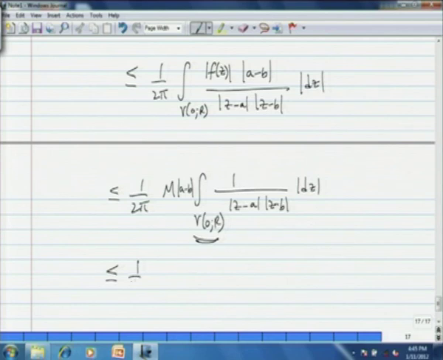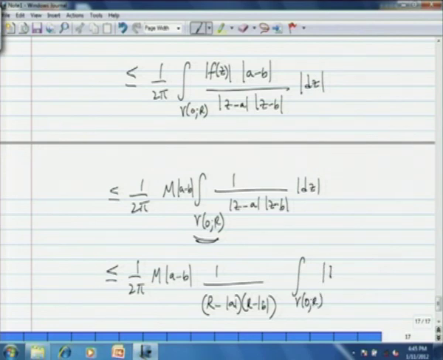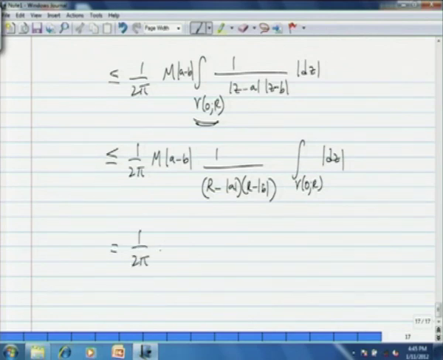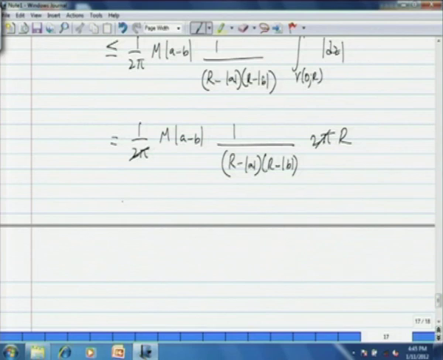Okay. So, this is less than or equal to 1 by 2 pi times m times the modulus of a minus b, times 1 divided by r minus modulus of a times r minus modulus of b, times the integration on gamma 0 r of modulus of dz, which is just the length or the perimeter of the circle of radius capital R. So, this is equal to 1 by 2 pi m times modulus of a minus b times 1 by r minus modulus of a times r minus modulus of b times 2 pi capital R, excuse me. So, then we can cancel the 2 pi's and see that this gives us m times modulus of a minus b, which are all fixed numbers, times 1 by, dividing the r into one of these factors, 1 minus modulus of a by r, times r minus modulus of b.